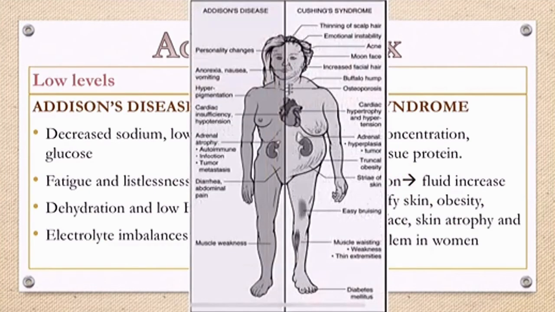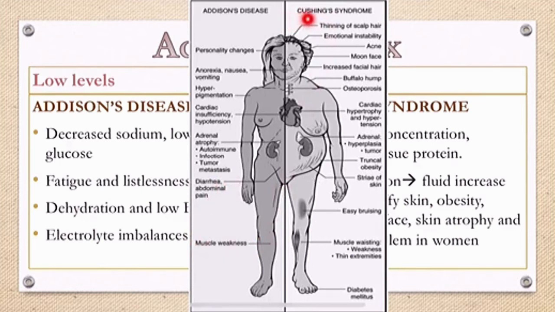So this is an illustration between the symptoms of Addison's disease and Cushing's syndrome. In Addison's disease, the patient manifests anorexia, nausea, vomiting. There would be hyperpigmentation or bronzing of the skin. The patient will also manifest diarrhea, abdominal pain, as well as muscle weakness.